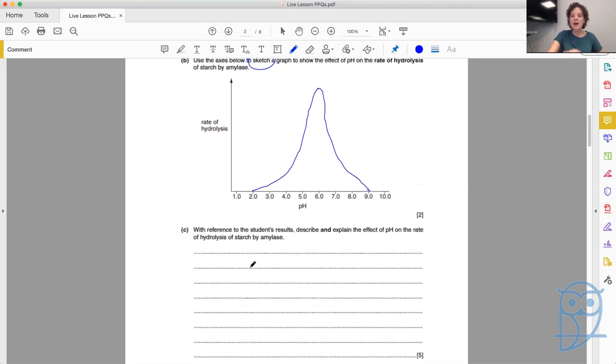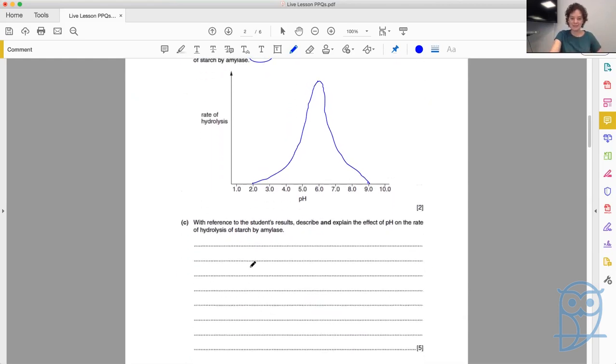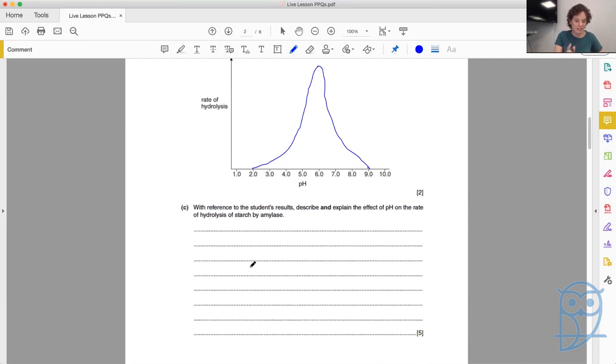So then comes our beautiful question for this lesson. With reference to the student's results. In other words, use the data.